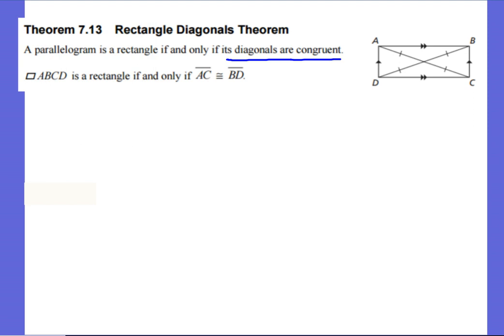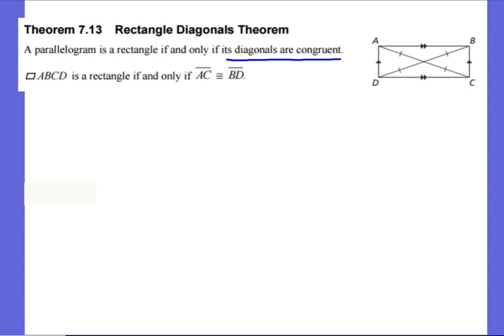All right, ladies and gentlemen, in this video, our objective is to utilize the properties of a rectangle and some algebraic connections in order to solve for a missing segment or even a full diagonal's length. And this is important because the rectangle diagonals theorem tells us that a parallelogram is a rectangle if and only if, there's our biconditional statement again, right? If and only if the diagonals are congruent to one another.